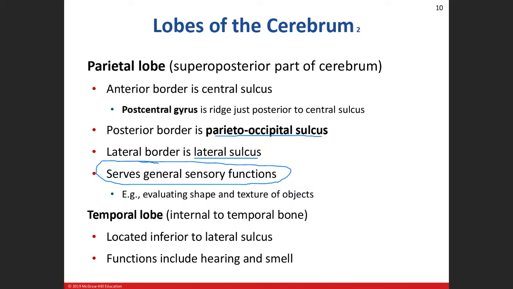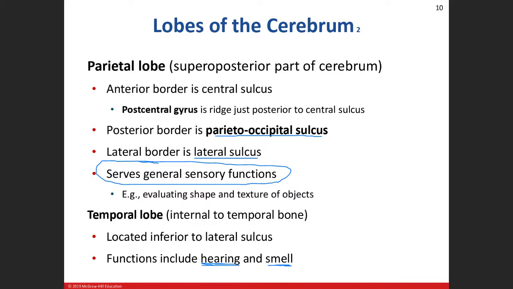This is going to be inferior to the lateral sulcus or lateral fissure. This is really easy. The function for the temporal lobe, one of the ways I remembered it for hearing, well, the ear is close by, okay? That's an easy one. Then smell, okay? So the temporal lobe has to do with hearing and smell, right?